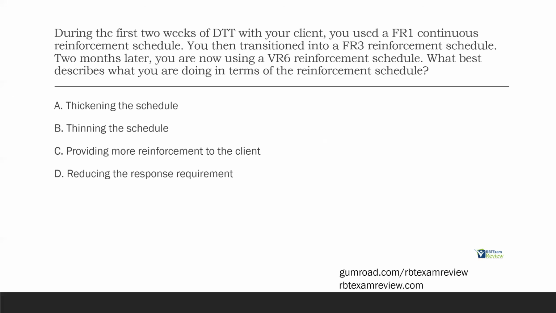So C, providing more reinforcement to the client. Why is this wrong? Well, we're providing less reinforcement. FR1, every response is getting reinforced. 10 responses, 10 reinforcers. VR6, we might go 10 responses, only 1 reinforcer. And then D, reducing the response requirement. We're increasing the response requirement. It requires a lot more responses to generate reinforcers than it does on an FR1 schedule, okay? So we are thinning the schedule and increasing the response requirement.